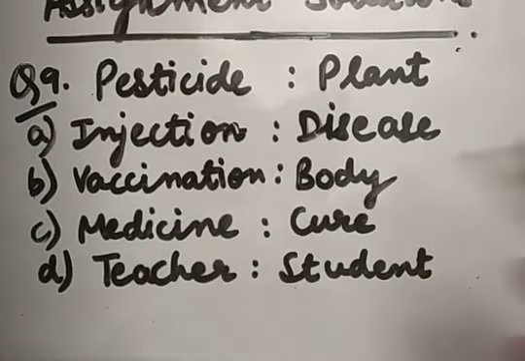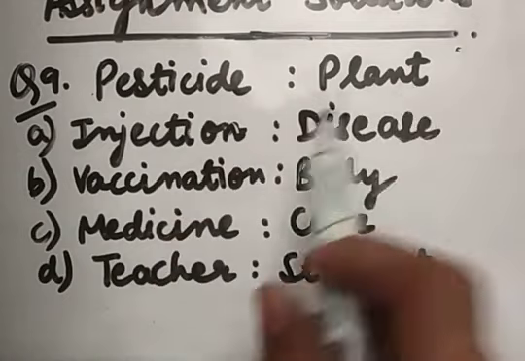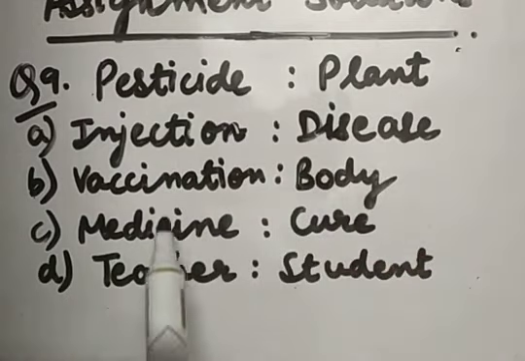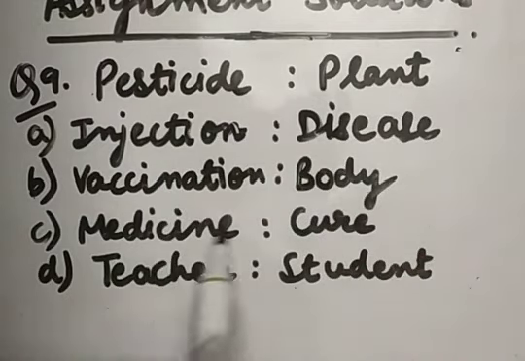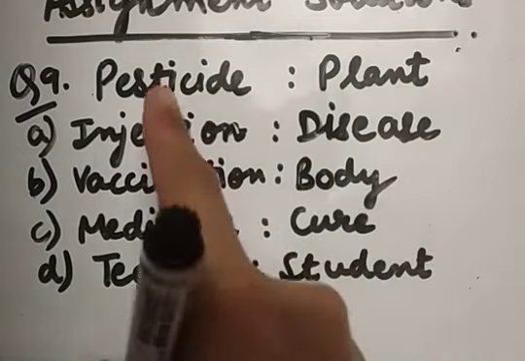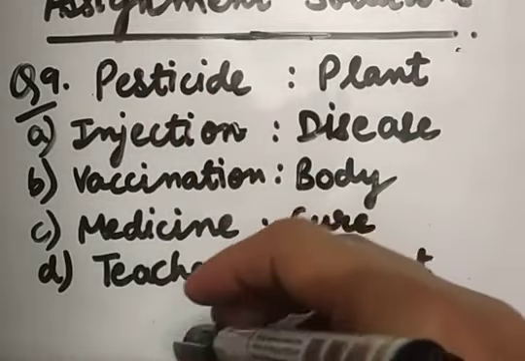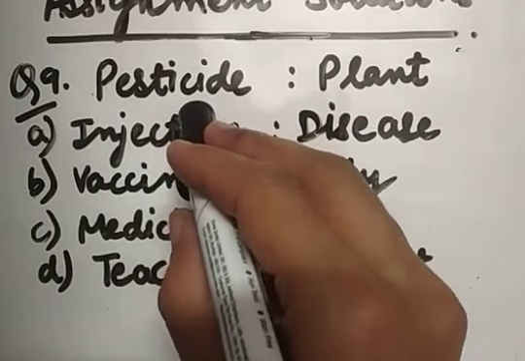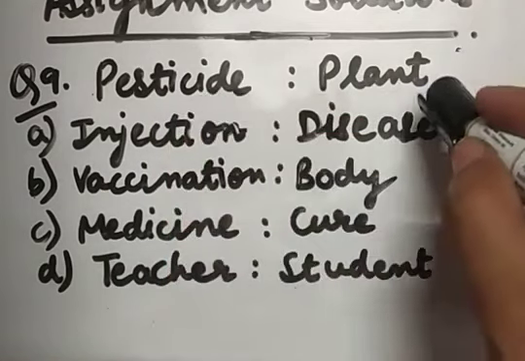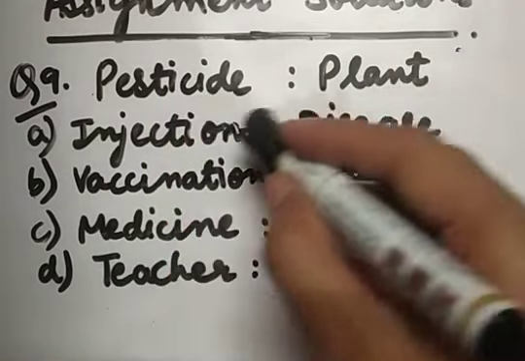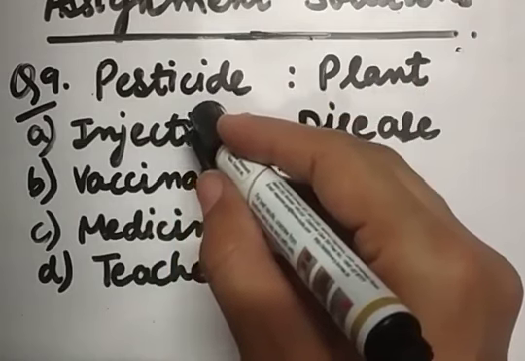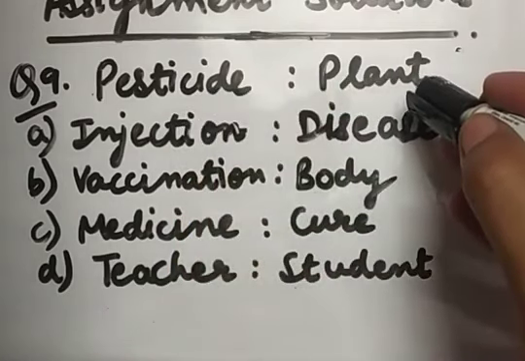Question number 9 is pesticide, plant, injection, disease, vaccination, body, medicine, cure, teacher, student. So what is the relationship between pesticide and plant? So dear children, pesticide is meant to protect the plants from diseases.